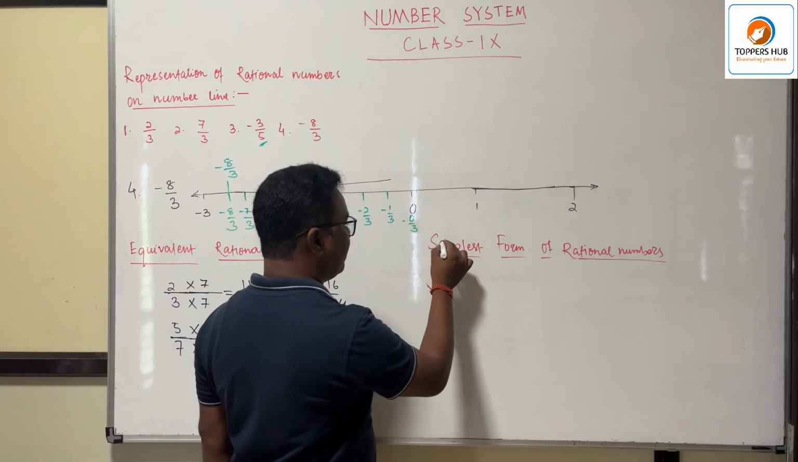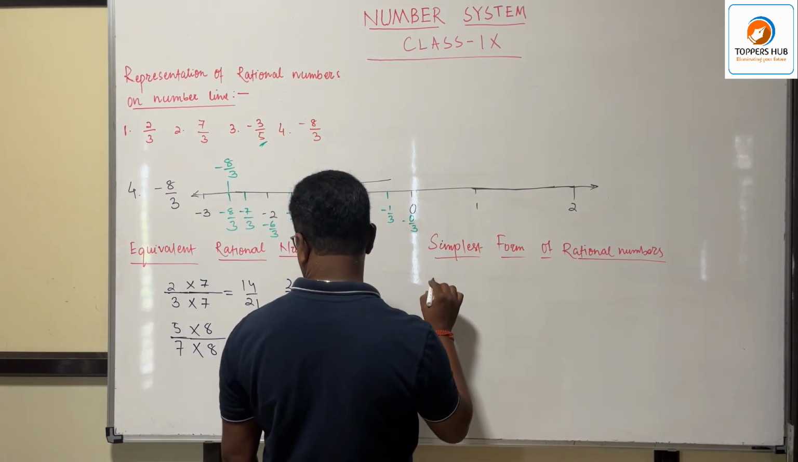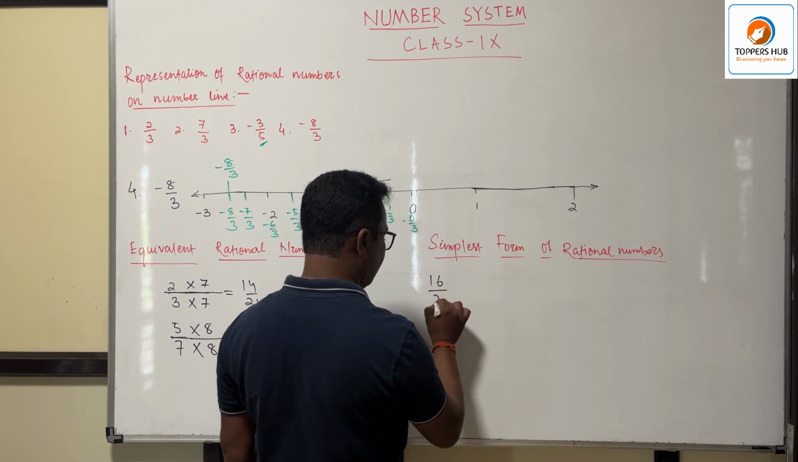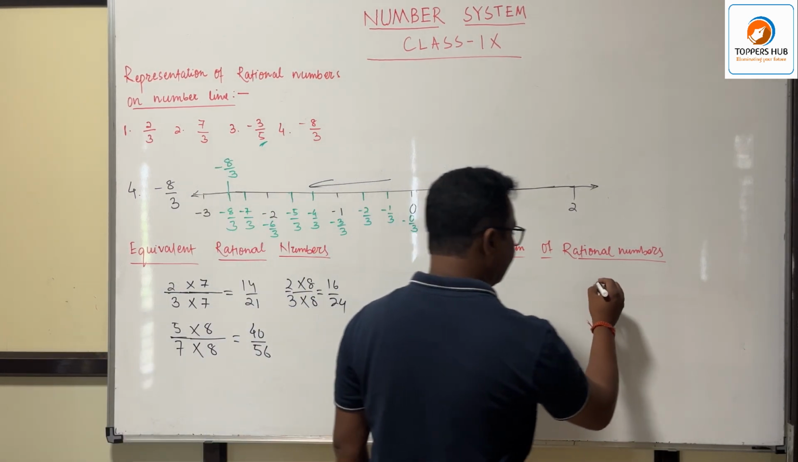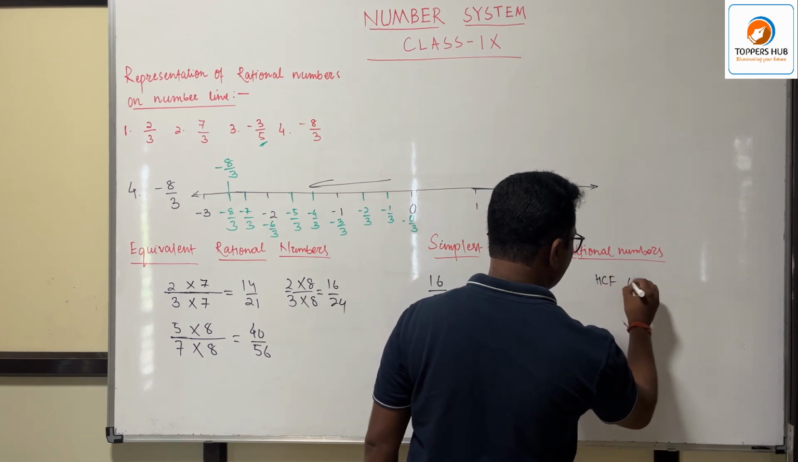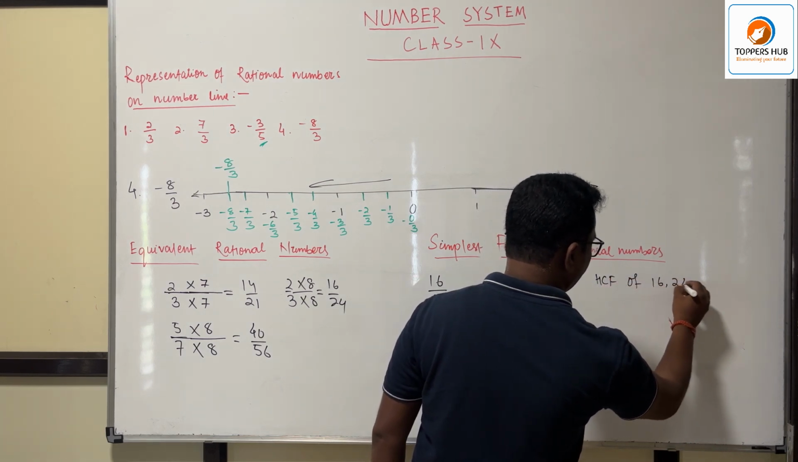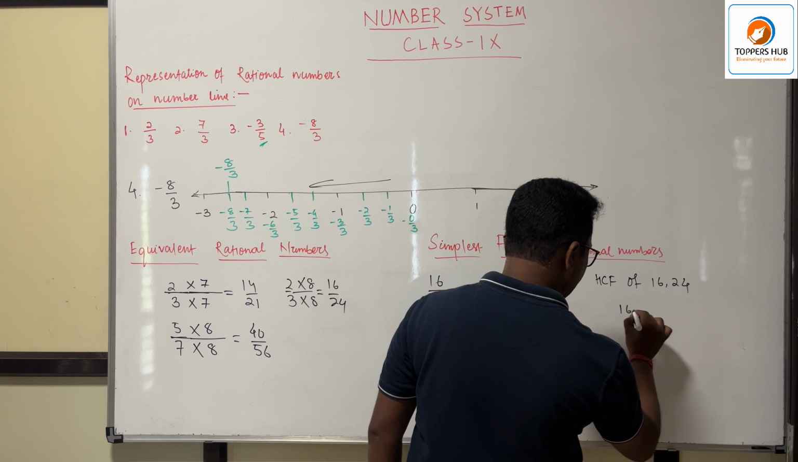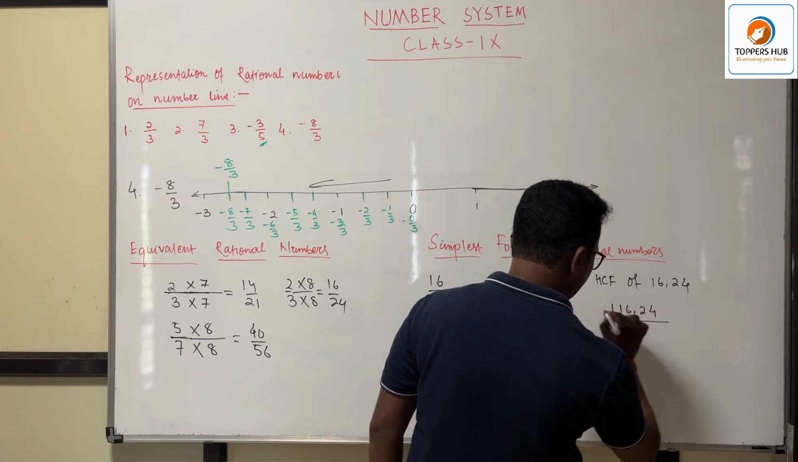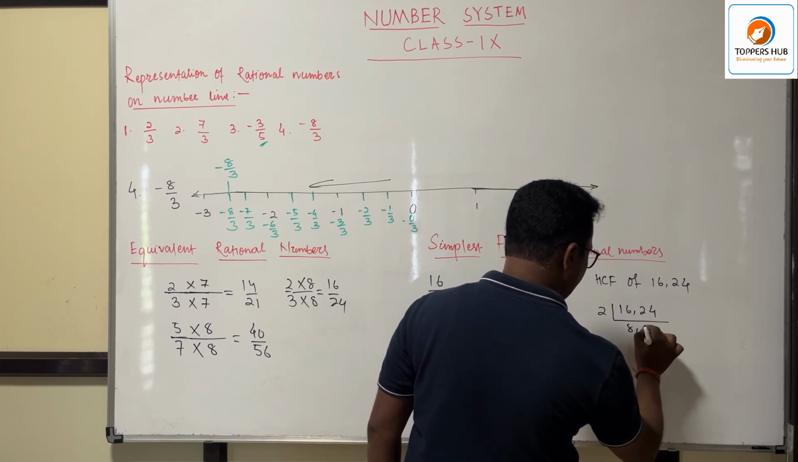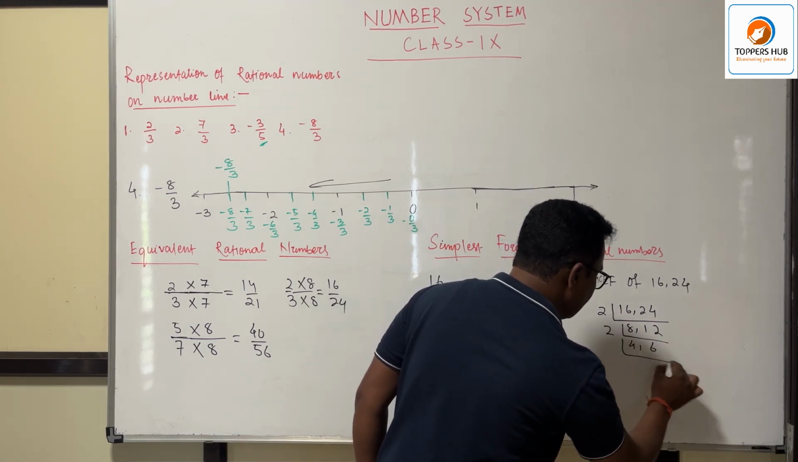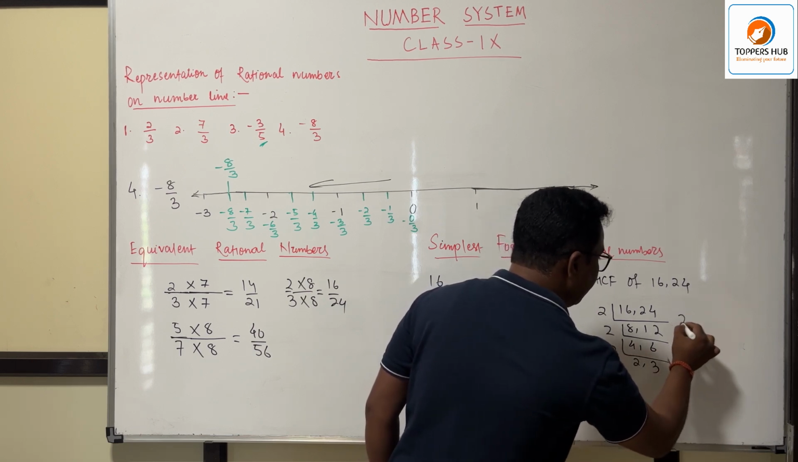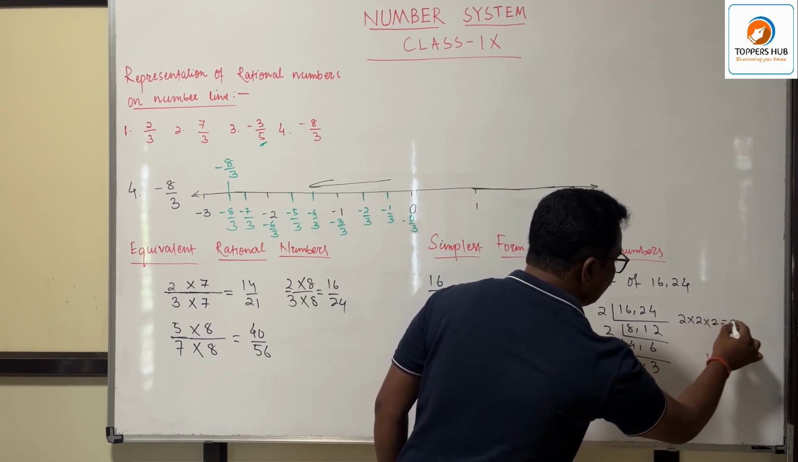Next one is simplest form of a rational number. Suppose I have a rational number, let's say 16 by 24. First, what I have to do, I am going to find out the HCF of 16 and 24. 2, 8, 12, 2, 4, 2, 6, 2, 2, 2. Now HCF becomes 2 into 2 into 2, that is equal to 8.